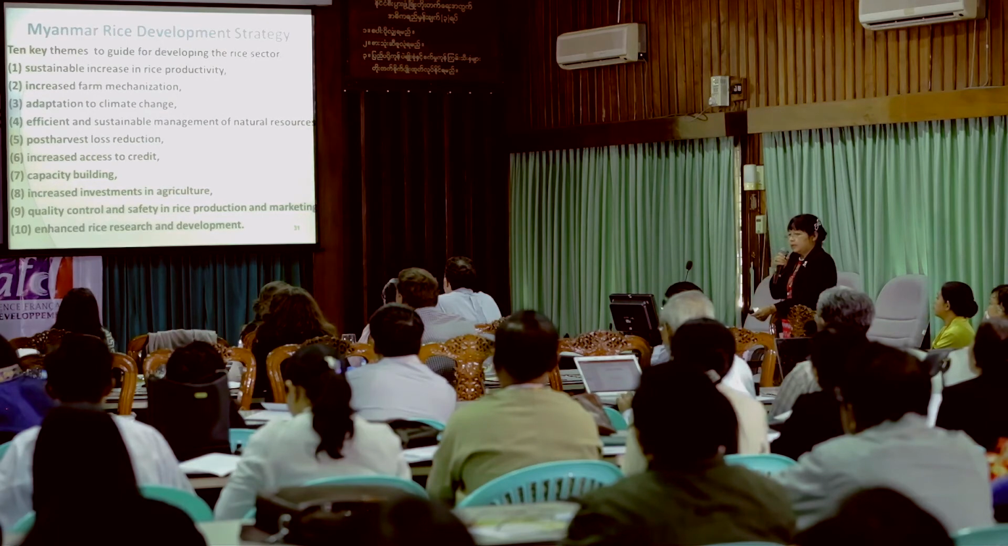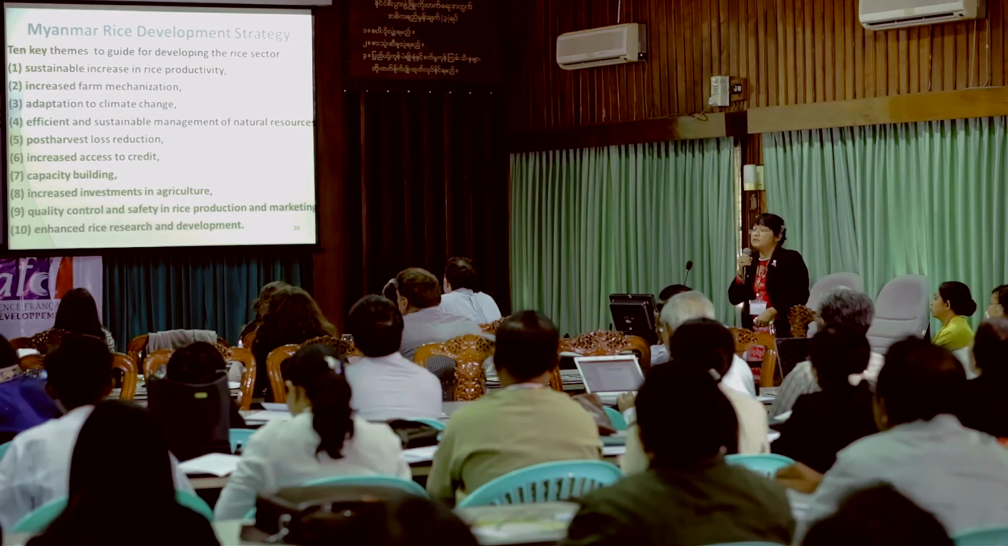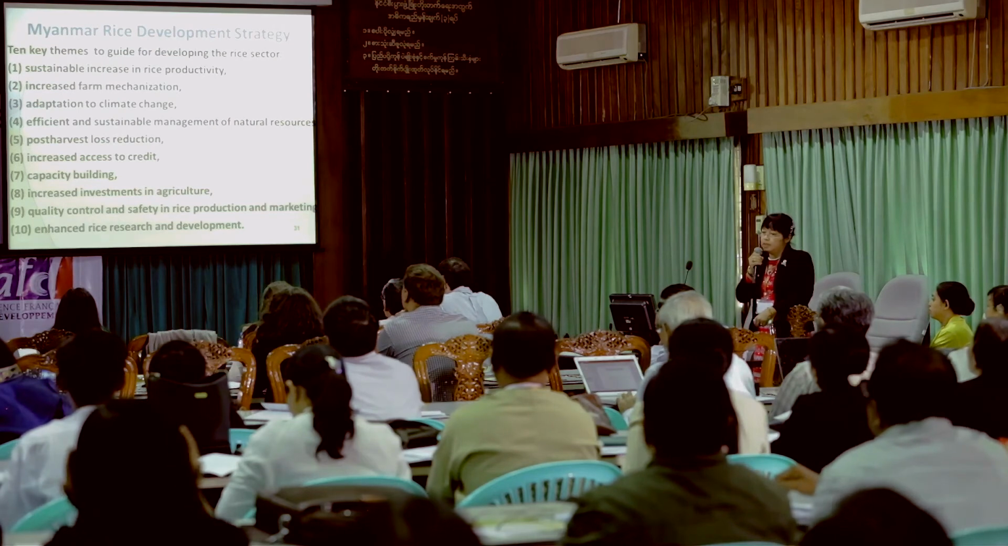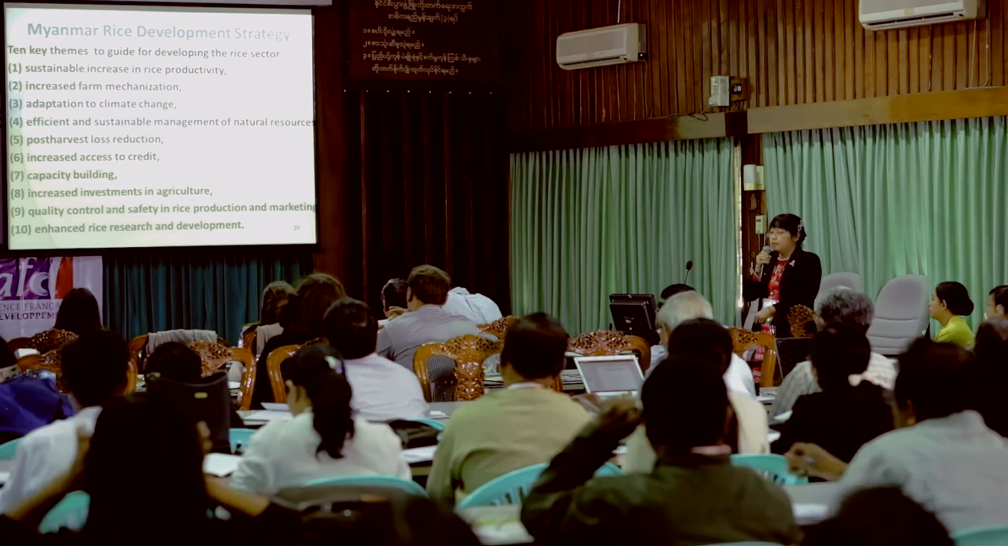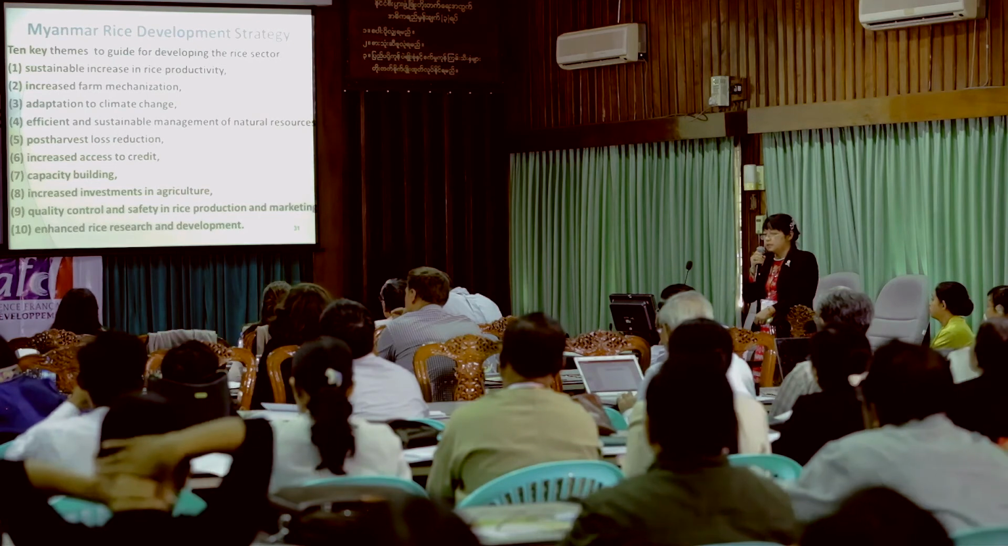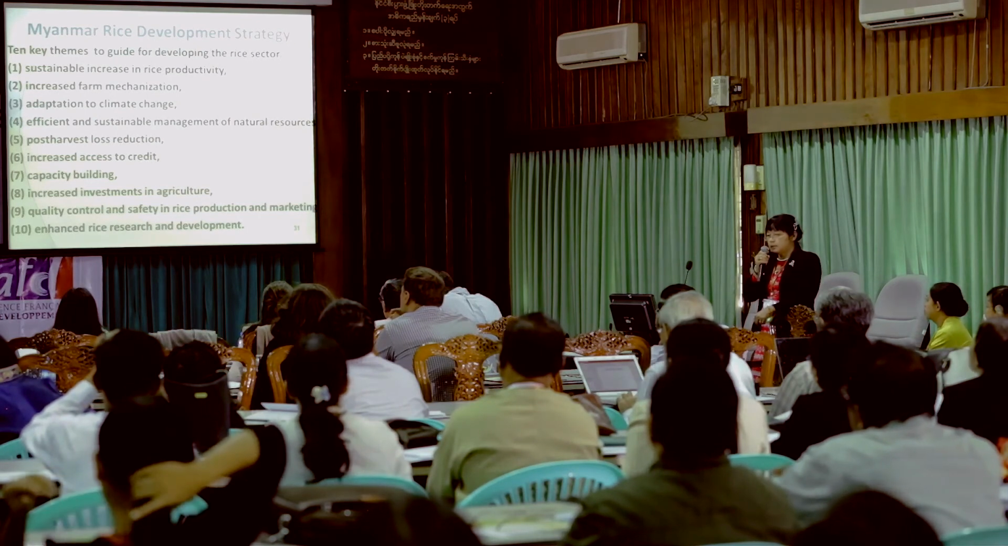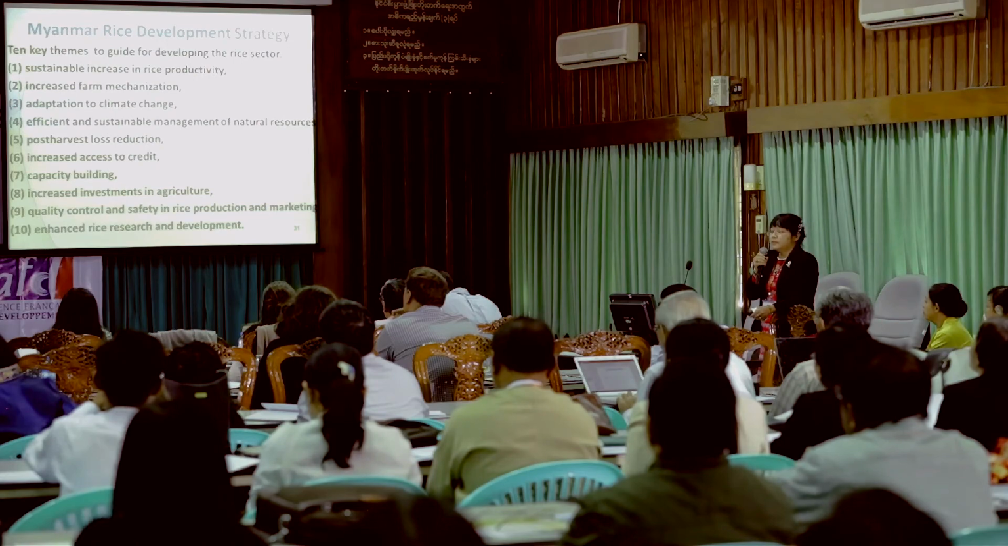And the Department of Agriculture implemented the Myanmar Rice Development Strategy in 2015. It has 10 key things to guide developing the rice sector: sustainable increase of rice productivity, increased farm mechanization, adaptation to climate change, efficient and sustainable management of natural resources, post-harvest loss reduction, increased access to credit and capacity building, increased investment in agriculture, quality control and safety in rice production and marketing, and enhanced rice research and development program.